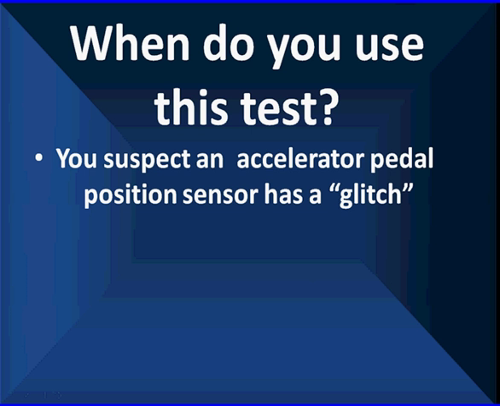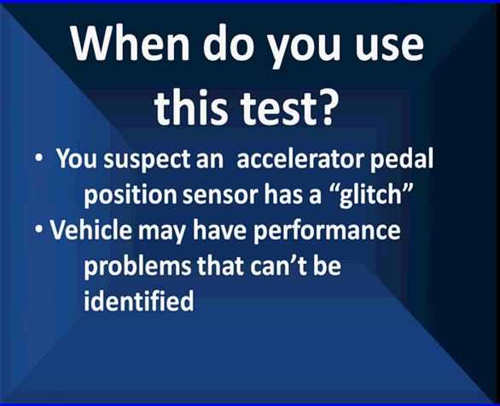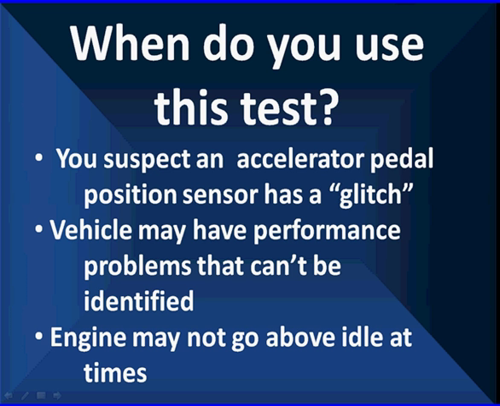Obviously, if you suspect an accelerator pedal position sensor has a glitch, you're going to want to use a lab scope. For years, we've talked about not looking at throttle position with scan data, and we'll show you why here. But more than likely, you're going to have a vehicle performance problem that can't be identified easily with routine diagnostics. This is where we think you're going to be more often coming here and looking at this. The engine may not go above idle, may not respond to the APP.